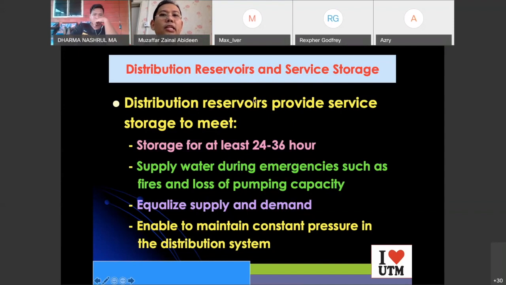And then the water in the storage reservoir is also used for fire fighting purposes. And also to equalize supply and demand. What I mean by supply and demand, if you remember my example in my water distribution system, if the pumping rate is less than the water needed in a certain area, that is the time for the reservoir to help equalize the supply of water. The last purpose of the distribution reservoir is to maintain constant pressure.